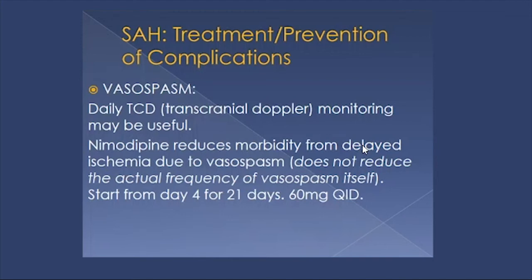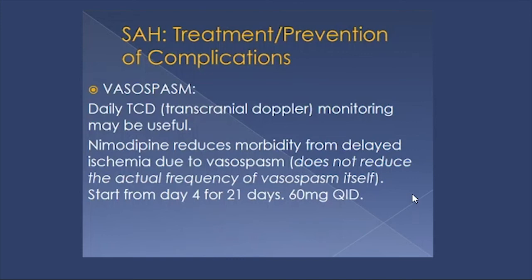One of the complications is vasospasm that occurs in these patients. There are postulations as to what causes the vasospasms: the irritation by the surrounding leaked blood to the vessels around the site of the subarachnoid hemorrhage may induce vasospasm. The recommendation is that daily transcranial Doppler may be useful. In terms of therapy, nimodipine has been shown to reduce morbidity from delayed ischemia due to vasospasms.